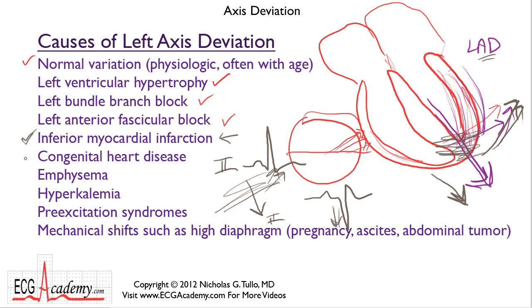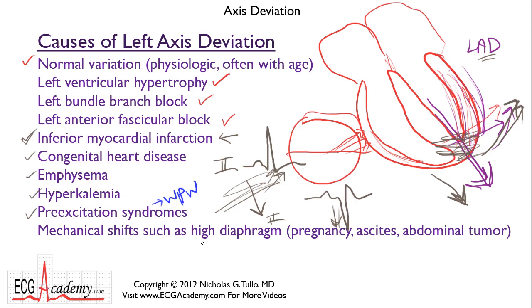Congenital heart disease can disturb the normal architecture of the left ventricle, and other less common causes of left axis deviation include emphysema, hyperkalemia, and preexcitation, otherwise known as the WPW syndrome. We touched on this briefly in the basic course, but the advanced course will cover this in much more detail.